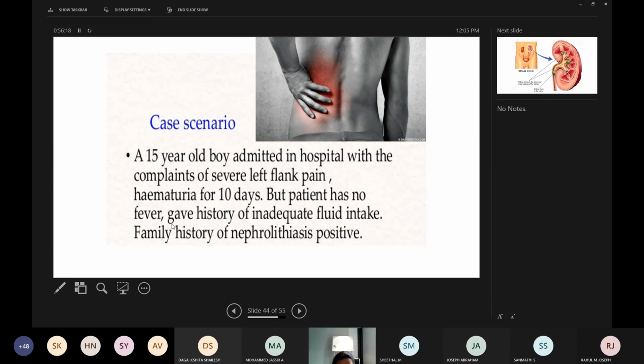Patient has no fever, gave history of inadequate fluid intake. If you don't have adequate fluids, that's water, then there occurs the deposition of calcium and other salts in the renal pelvis that will form the stones, that is called nephrolithiasis. Renal stones are also called nephrolithiasis, and he has a family history of nephrolithiasis.